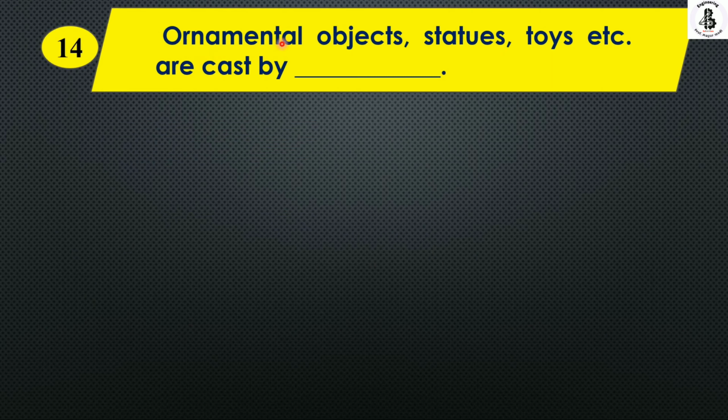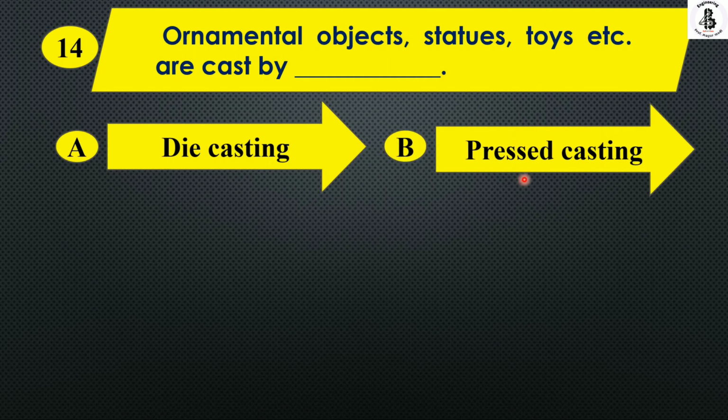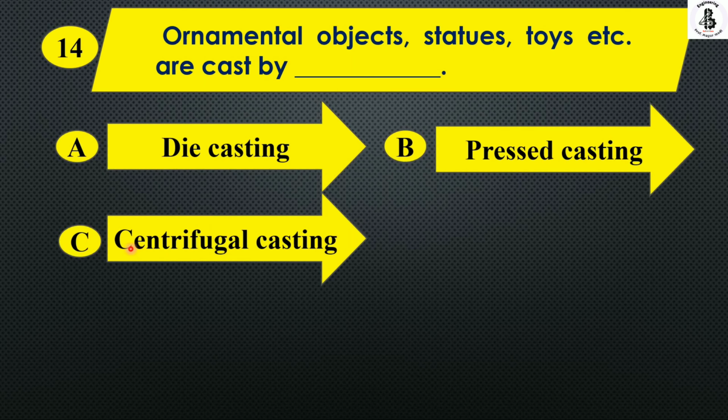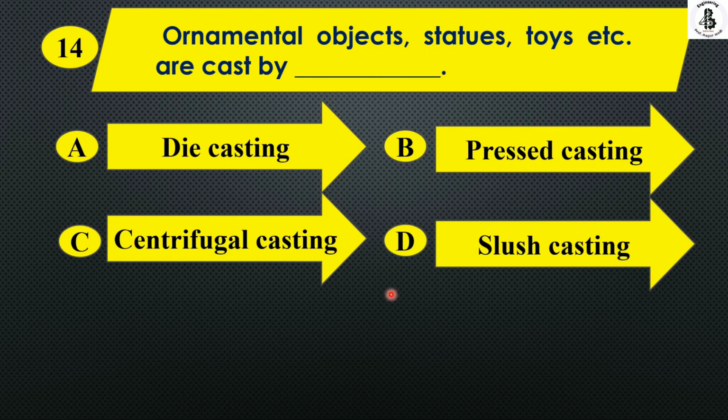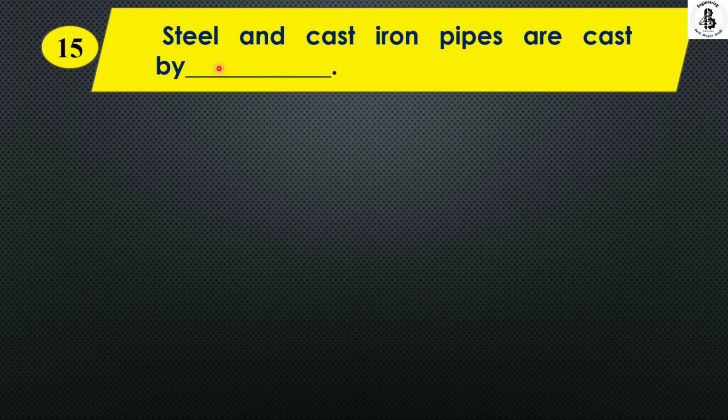The next, ornamental objects, statues, toys, etc. are cast by? Option A, die casting. Option B, pressed casting. Option C, centrifugal casting. And option D, slush casting. So basically the ornamental objects, statues, and toys, most of these applications are cast by the slush casting process. So option D.